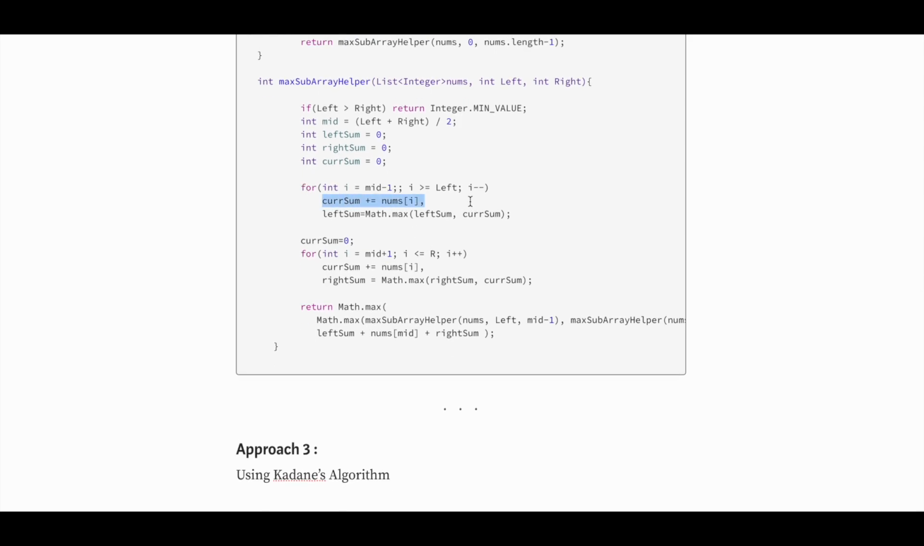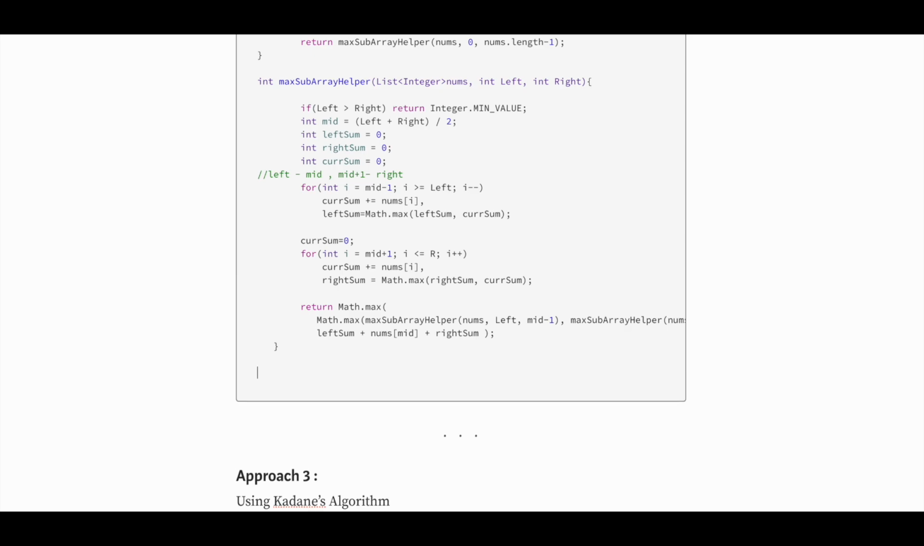Now for the current sum, first of all we'll iterate from the middle and start towards the left. So if this is the array, I'll just narrow it down to 1, 2, 3, 4 and 5. Let us suppose this is the mid, so till here you'll get the left sum, and from here to here you'll get the right sum.